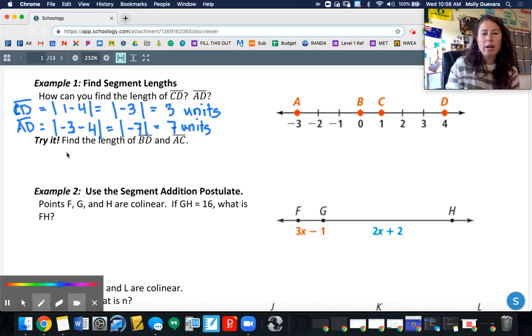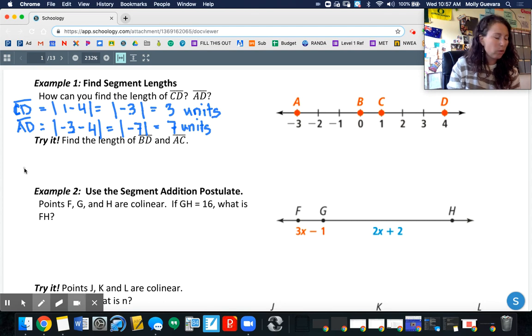So right now we have a try it. I want you to pause the video and actually try this. Find the length of BD and find the length of AC using this method. And when you're ready to go over it, go ahead and hit play.